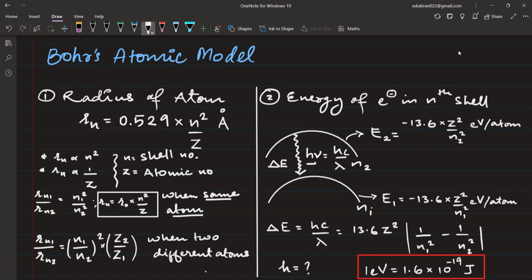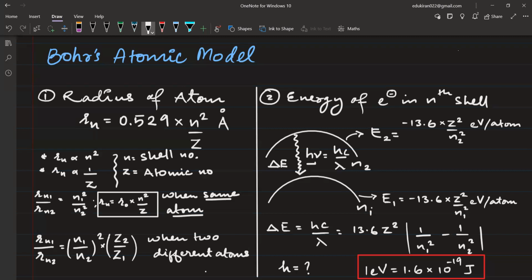Let us suppose now the electron is falling back from n2 level to n1 level. Okay, n2 level to n1 level. The energy of the second level will be equal to minus 13.6 z square upon n2 square, whatever that n2 is, electron volts per atom, and E1 will be minus 13.6 z square upon n1 square electron volts per atom. Remember electron volts, okay? And here is the conversion factor.